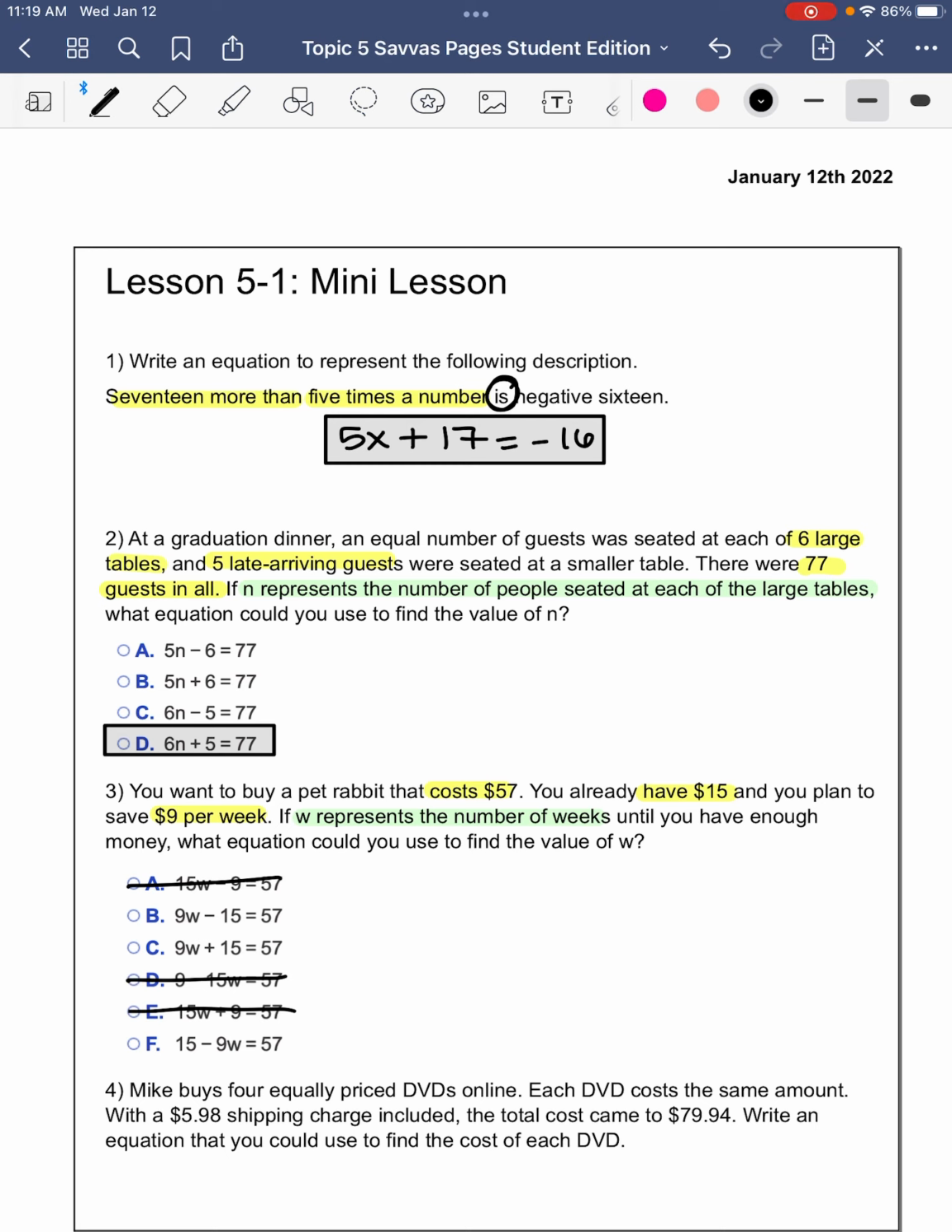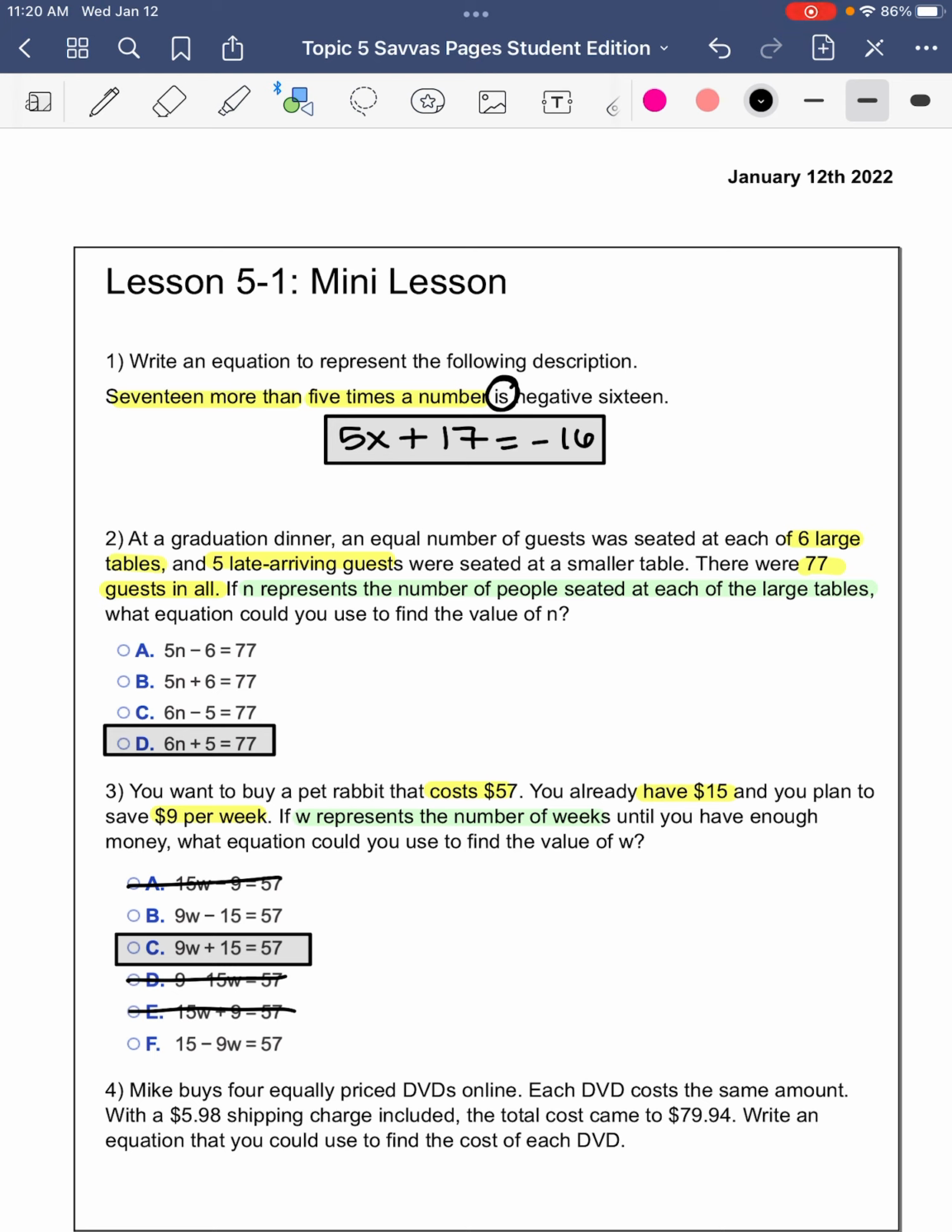Now, you already have the $15 that's needed to buy the rabbit. So you need to include that in how much money you're saving up, right? So since you're including it, you want to add it to your total cost. So that means that our answer has to be this one right here: 9W plus 15 equals 57.